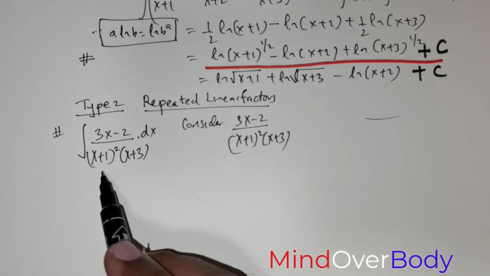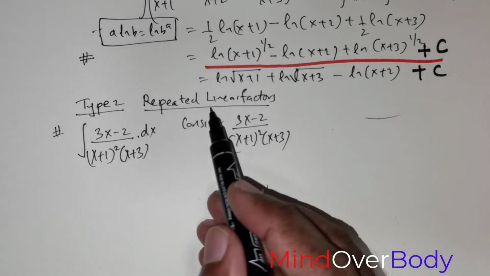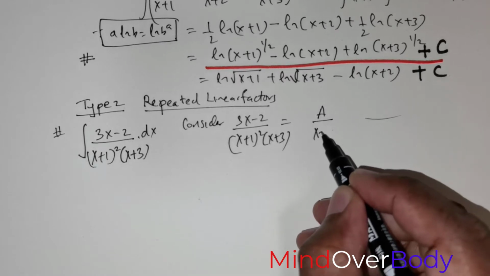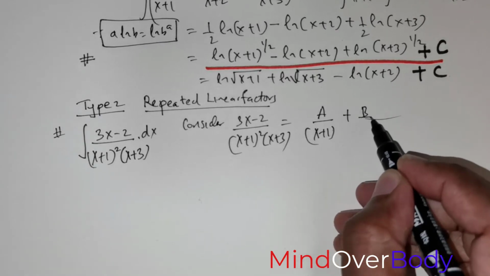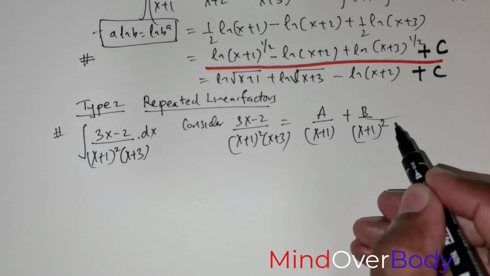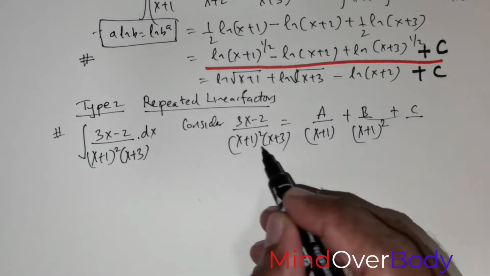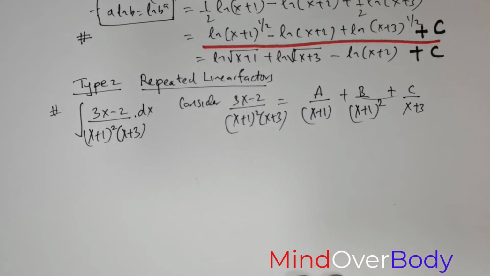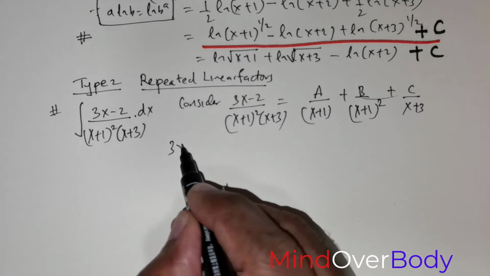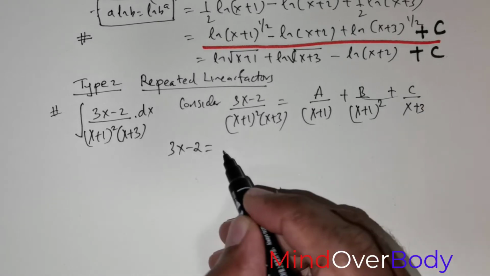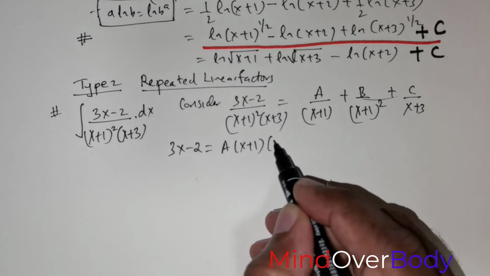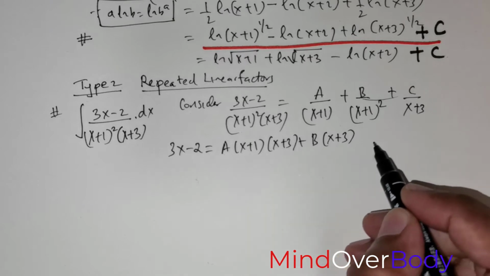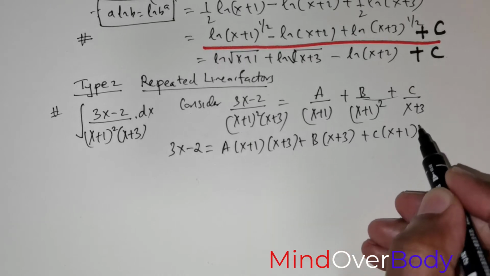Now clearly you can see that x positive 1 is repeated. That is why we call it repeated linear factors. So we start with a over x positive 1, that's one term, positive b over x positive 1 raised to the power of 2, that's the second term, and the third term would be c over x positive 3. This is the way you need to represent the integrand. Now upon cross multiplying, on the left side you get 3x negative 2, and on the right hand side you get a times x positive 1 times x positive 3, positive b times x positive 3, positive c times x positive 1 raised to the power of 2.